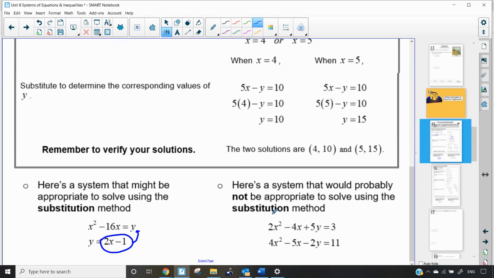Now, if we take a look at this system here, notice that both equations have quadratic terms in them. So this is not going to be as easy to rearrange and isolate a variable and not get really messy in the process.